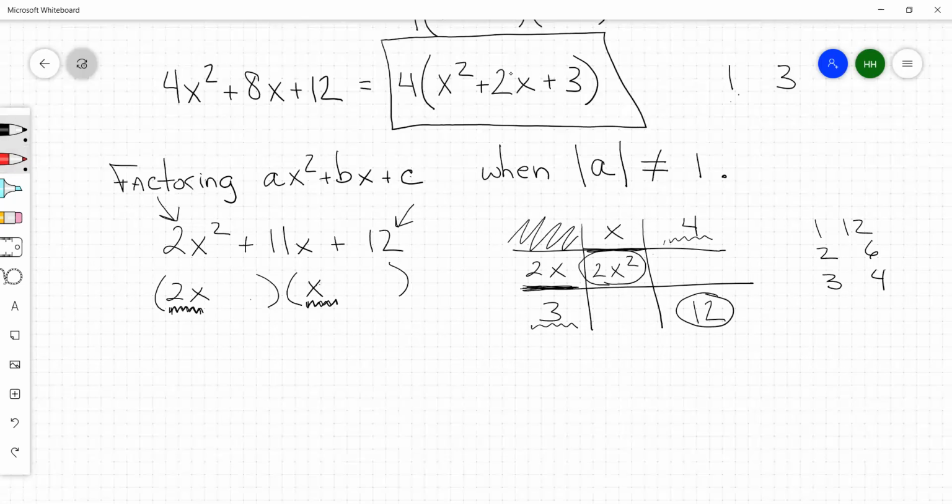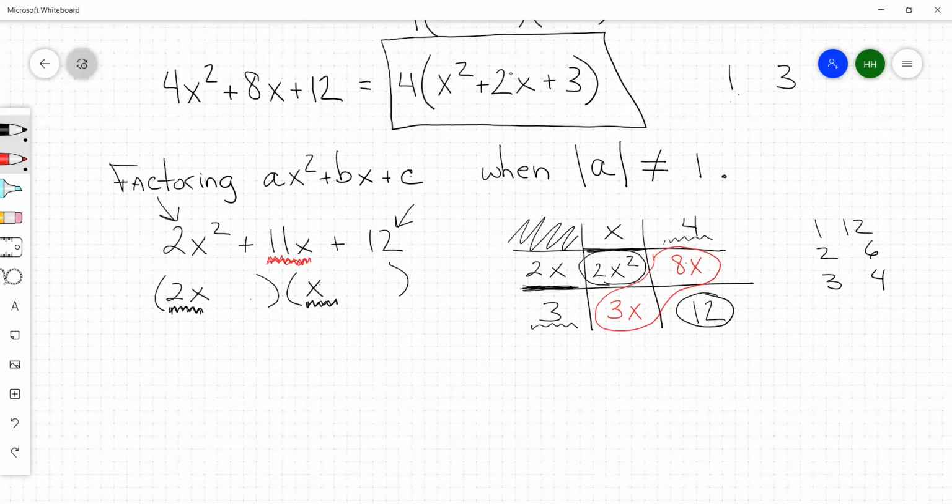These two boxes have to add up to the middle. Got it? So look, you take your x times the 3. See where they intersect? The 3 and the x, 3x. You take the 2x times the 4, you get your 8x. And since 3x plus 8x is 11x, we have everything in the correct position.